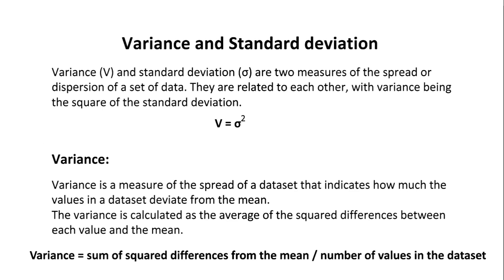Variance and standard deviation. Variance, V, and standard deviation, sigma, are two measures of the spread or dispersion of a set of data. They are related to each other, with variance being the square of the standard deviation. V equals sigma square. Variance. Variance is a measure of the spread of a data set that indicates how much the values in a data set deviate from the mean. The variance is calculated as the average of the squared differences between each value and the mean. Variance equals sum of squared differences from the mean, by number of values in the data set.